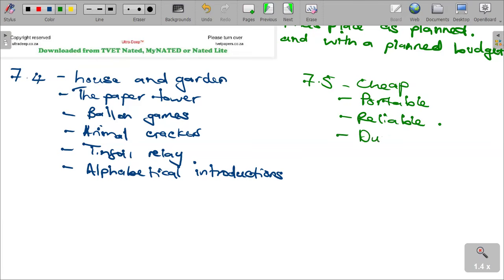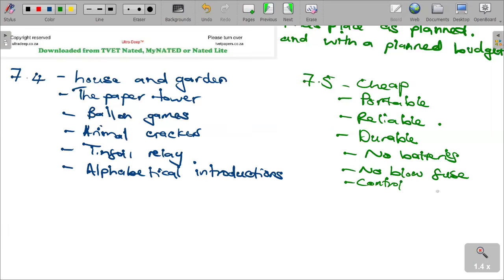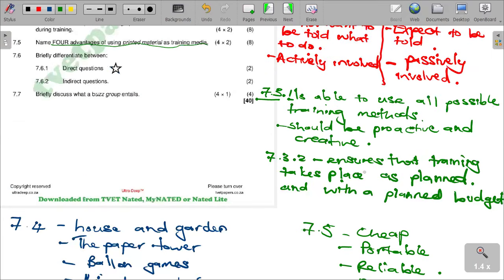They are also durable. They do not have batteries that need to be replaced, and they do not blow a fuse. And also, learners can control their pace of learning when they are using printed materials, right?